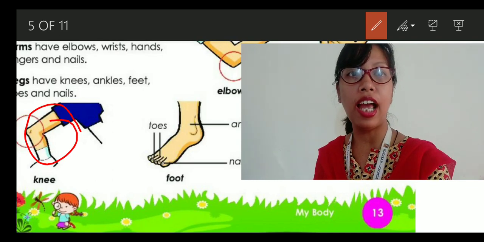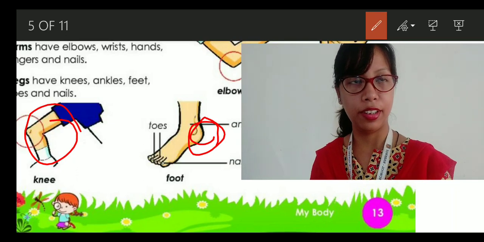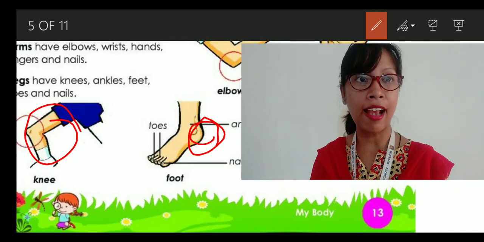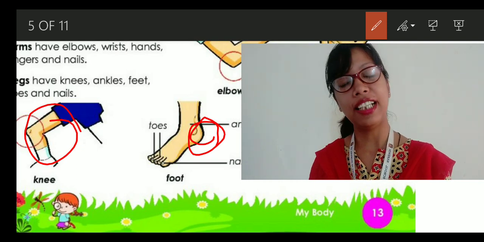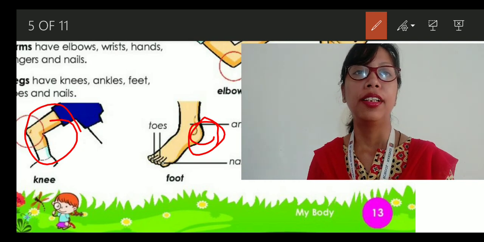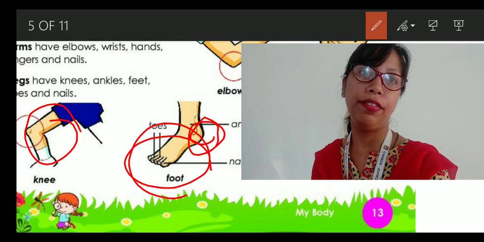Knees. Then we have the ankles. This part is called the ankle. "Dada, give me ankle length socks." So the short socks, right? That is called ankle. Then we have the feet. This whole thing is called the feet.